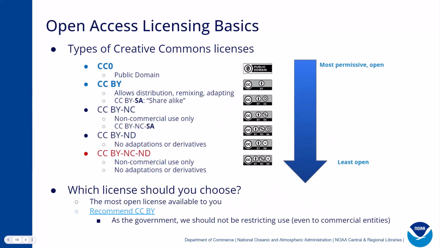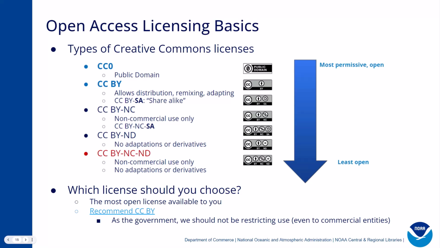So I mentioned a little bit about Creative Commons licenses. What I've done here is I've listed out the main types of Creative Commons licenses, and I've listed them from the most permissive and the most open to the least open. So with CC0, again, we just talked about public domain. The next would be a CC BY. What this means is it allows the distribution of that article. You can remix it, make derivatives, adapt it, do a lot of different things with it as long as you attribute it to the original authors.